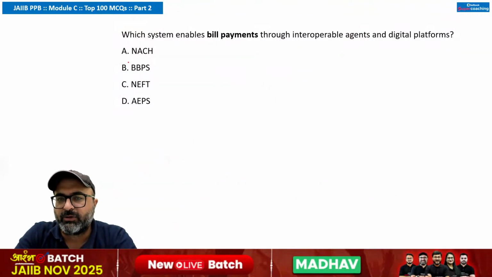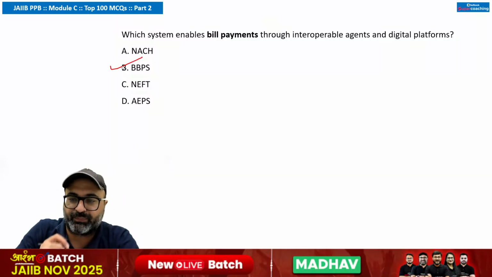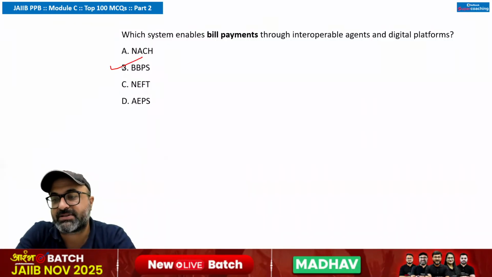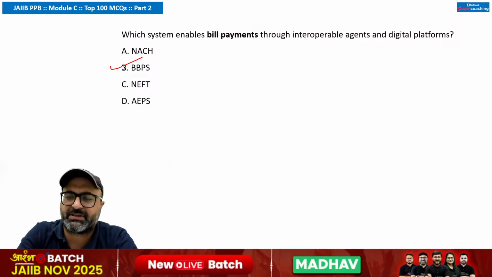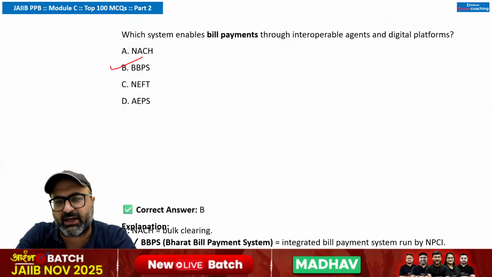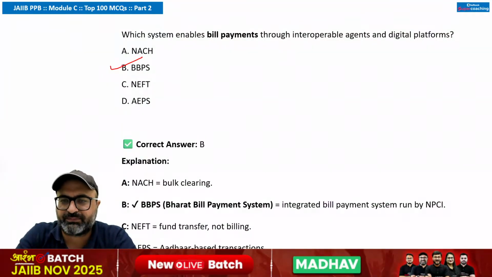Next. Which system enables bill payment through interoperable agents and digital platforms? In case of NACH, the National Automated Clearing House, it's for bulk clearing. NEFT is for fund transfer, not billing. Aadhaar Enabled Payment System is Aadhaar-based transactions, but Bharat Bill Payment System is an integrated bill payment system run by NPCI, and it allows bill payment through interoperable agents as well as digital platforms. So that is correct. Moving on to the next point.